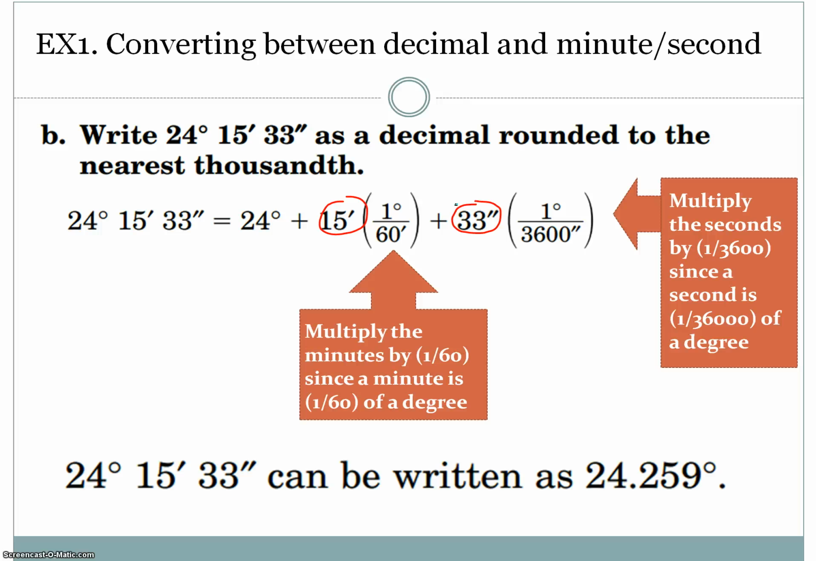So now we have a way of converting from minutes and seconds back over to base 10, which is 24 degrees and 259 thousandths of a degree.